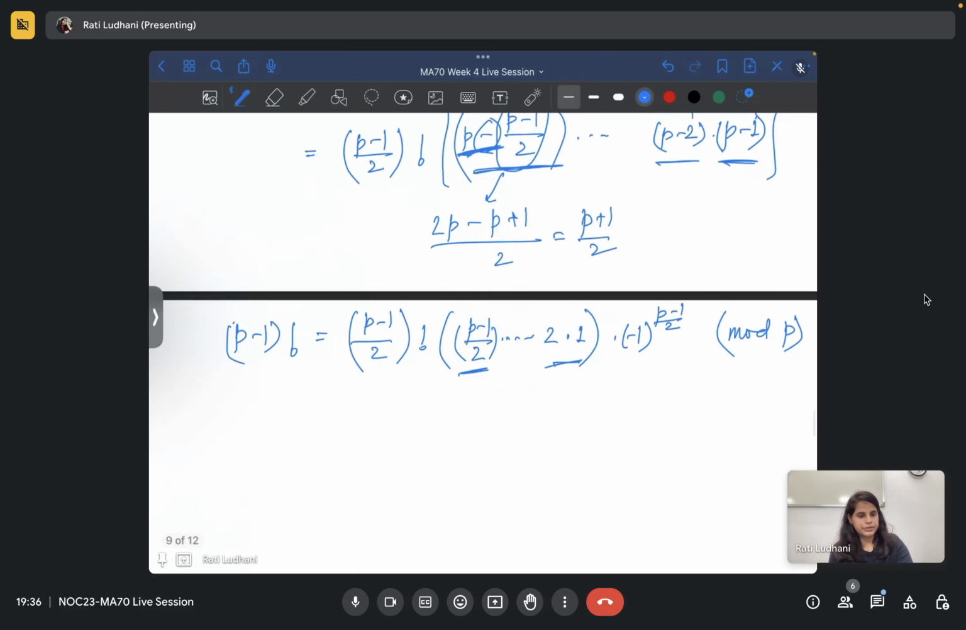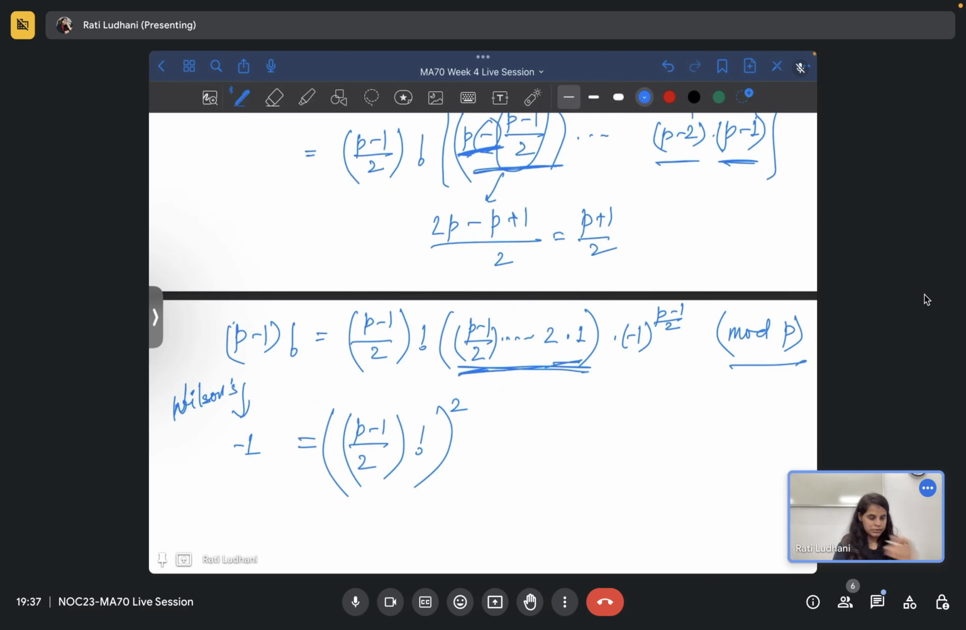Yes. Okay, great. So when you go mod p, this will be equal to −1 because of Wilson's theorem. Because you are in mod p, you can write −1. And what will it be? So this is again (p−1)!, so you can write it to be the square of this, and you have this (−1) raised to power (p−1)/2.